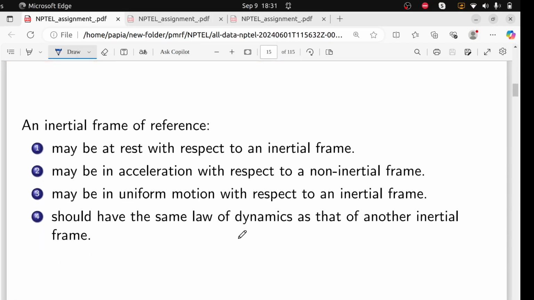The first question can be written like this: an inertial frame of reference may be at rest with respect to an inertial frame, may be in acceleration with respect to a non-inertial frame, may be in uniform motion with respect to an inertial frame, should have the same law of dynamics as that of an inertial frame. So these are the options, and we have to decide which one is correct for an inertial frame of reference.